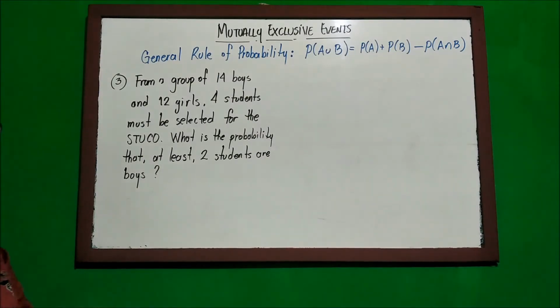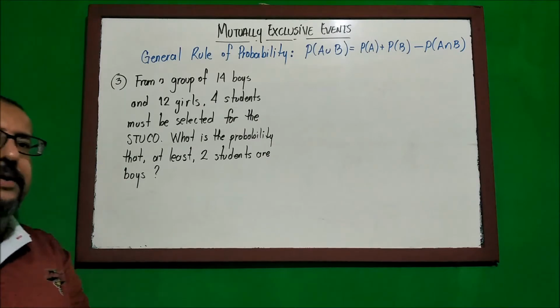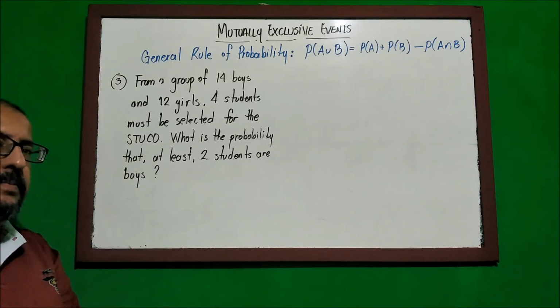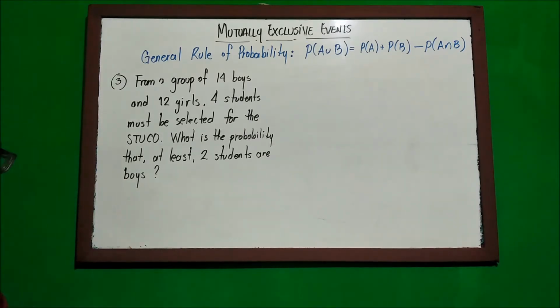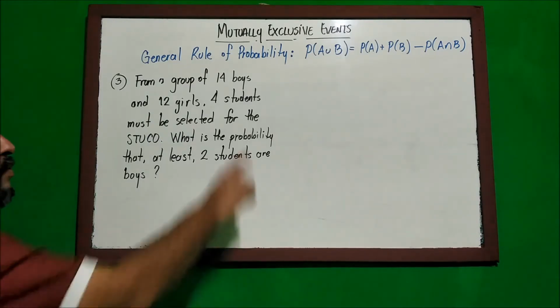Example number 3 implies the use of combinations in the process of finding the probabilities. And apart from the process of combinations, we're always going to use our rule of probability that we have in here. Now, here we have a different situation. It says that from a group of 14 boys and 12 girls, 4 students must be selected for the student council of the school. What is the probability that at least 2 students are going to be boys?